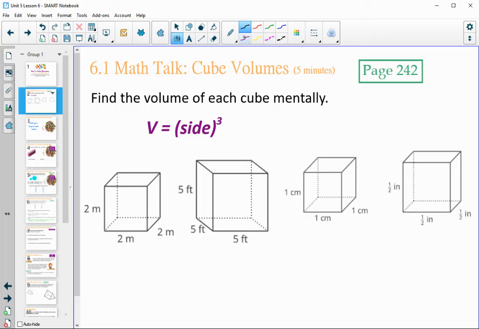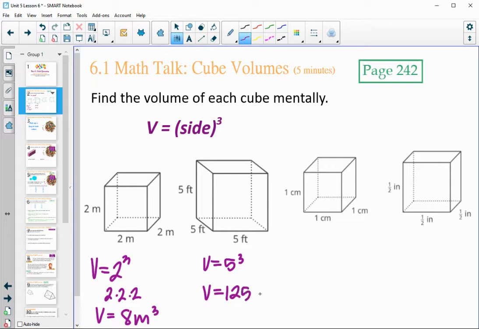So for this first one, volume equals 2 cubed, or 2 times 2 times 2, which is 8 meters cubed. Volume for this next one would be 5 times 5 times 5, or 5 cubed, which is 125 feet cubed. Third one, 1 cubed, so 1 times 1 times 1, or 1 centimeter cubed. Fourth one, 1/2 cubed.